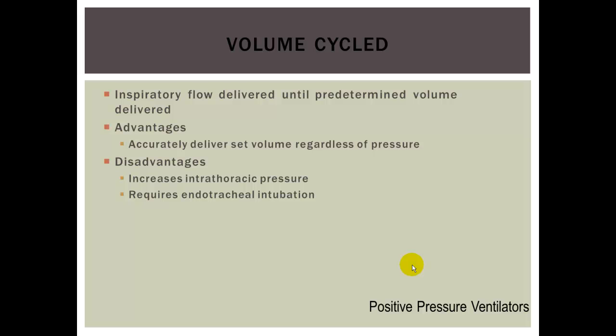Volume cycled: inspiratory flow is delivered until a predetermined volume is delivered. So on these, we'll set a specific volume, and whenever that volume is reached, then the respiration will stop. Advantages of this: it accurately delivers a set volume regardless of the pressure. And the disadvantage is it increases intrathoracic pressure, which can actually give you a pneumothorax if you're not watching for it. It requires endotracheal intubation.